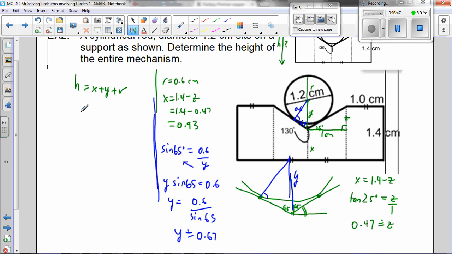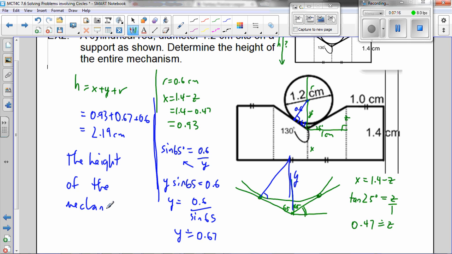And so now I've got my pieces. X was 0.93, y was 0.67, and then this last piece from here to the top is just the radius of the circle, 0.6, and I've got it. That plus that is about 2.19 centimeters. The height of the mechanism is 2.19 centimeters.